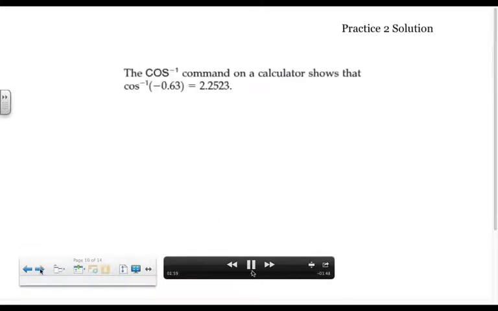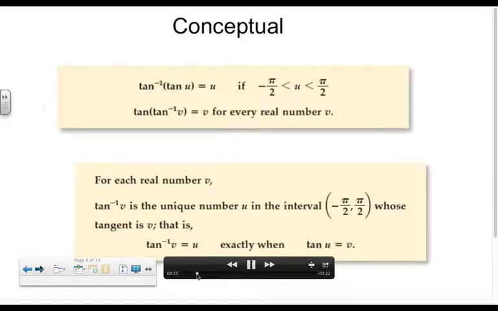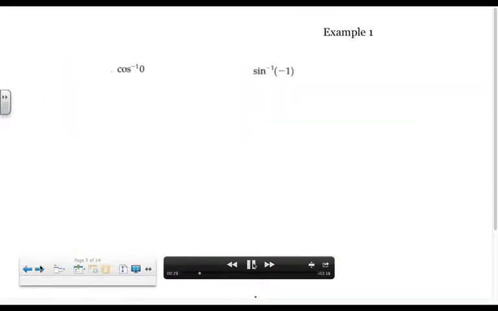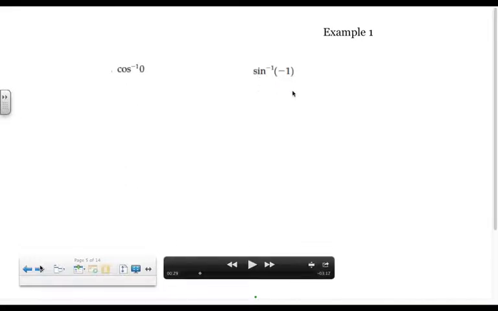So here's an example. I keep pushing the wrong button. I'm sorry. There we go. Okay. So cosine inverse of 0, pretty much, this is a calculator issue. With this one, you should know what it is. The cosine inverse is basically saying the cosine of what is 0, and we should know that. That's pi over 2. And the sine of what is negative 1. That's another one that you should know.